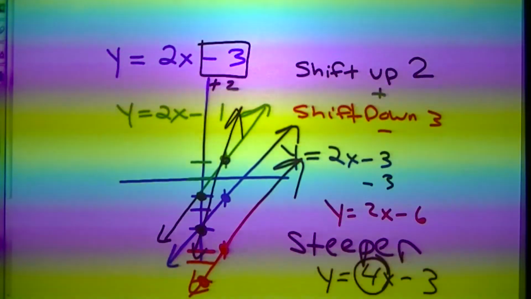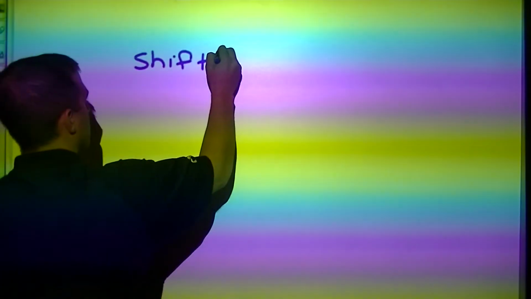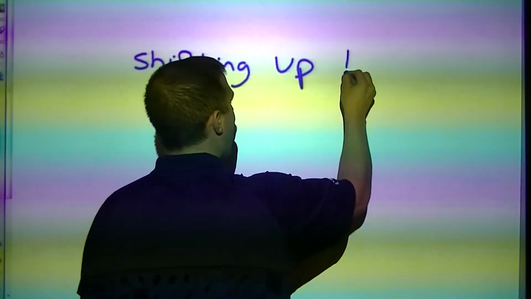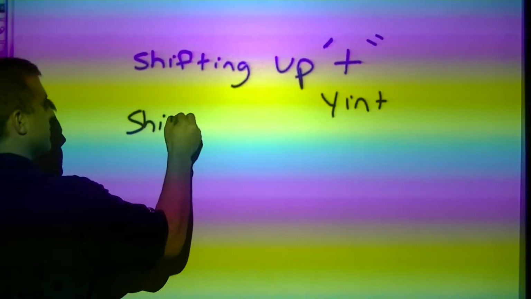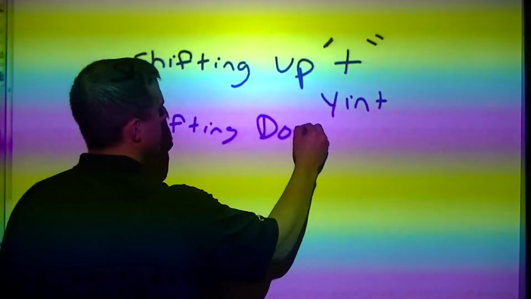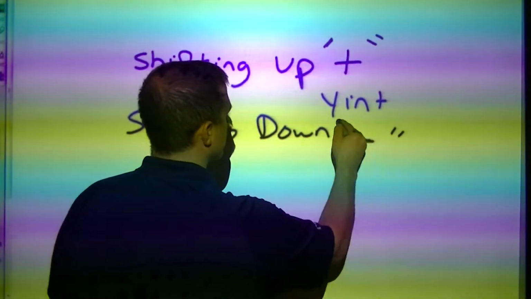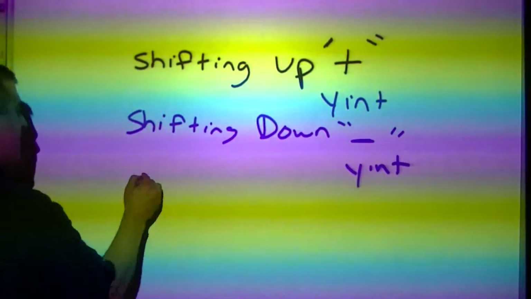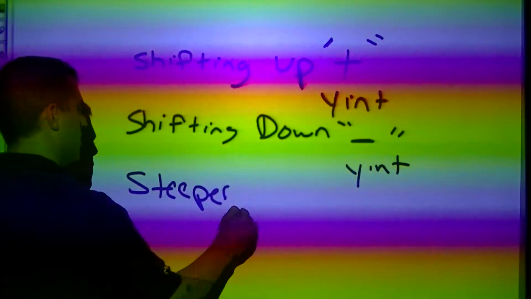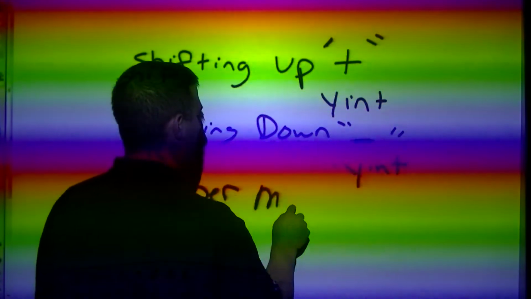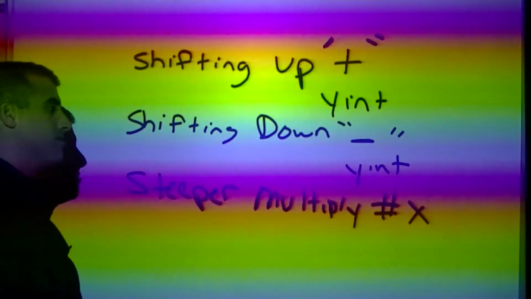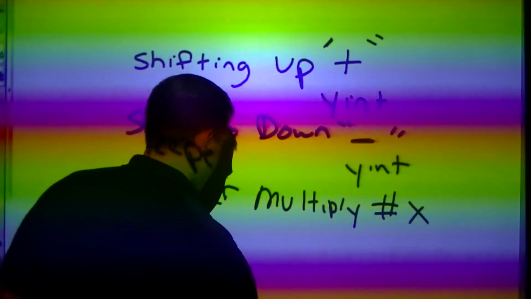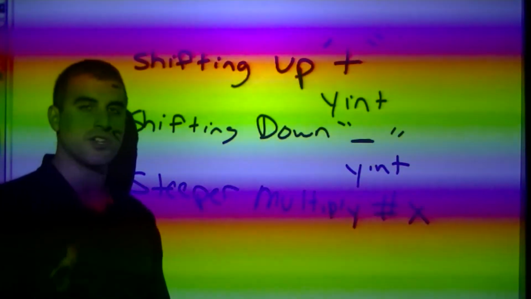So here's the summary of this. Shifting up means adding to the y-intercept. Shifting down means subtracting from the y-intercept. Making something steeper is really multiplying the number in front of x by another number. So you've got to get used to the terminology.